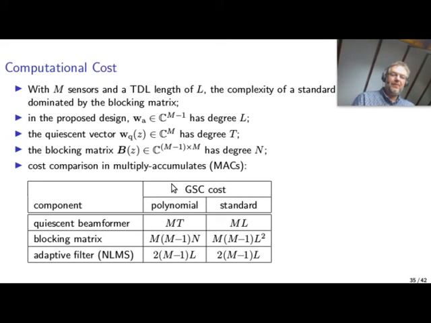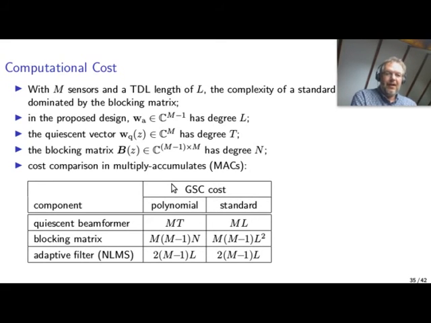Now, as a first step, I'll just look at the computational complexity of these techniques. For our standard broadband beamformer, all the three components, the quiescent beamformer, blocking matrix, and adaptive part, are derived from the number of sensors M and the adaptive delay line length L.